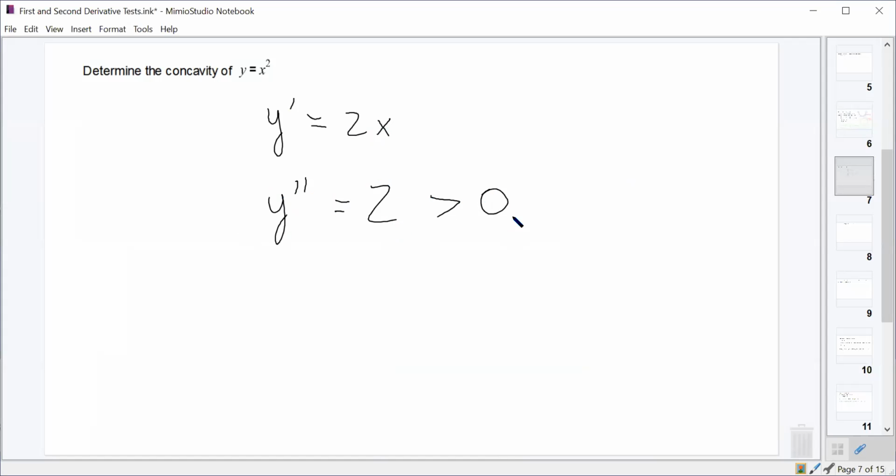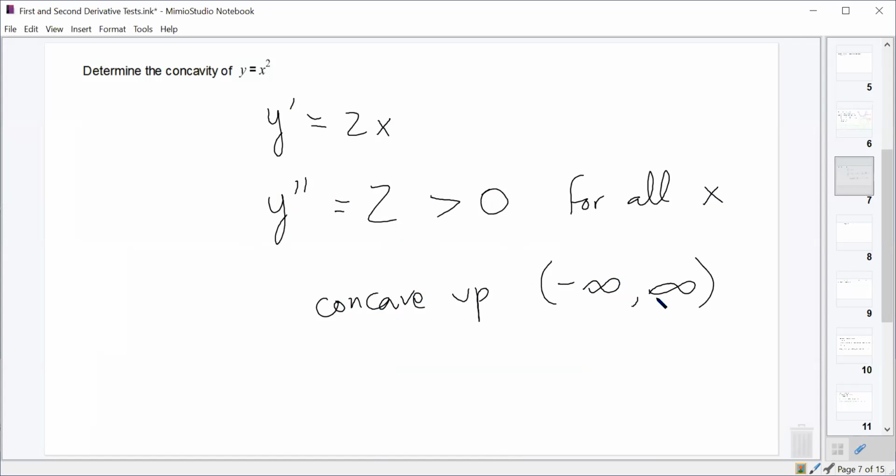2, no matter what x value I plug in, 2 is still 2, right? 2 is greater than 0 for all values of x, and therefore this function is concave up for all real numbers from negative infinity to infinity. Easy enough? Yes. Perfect. All right.